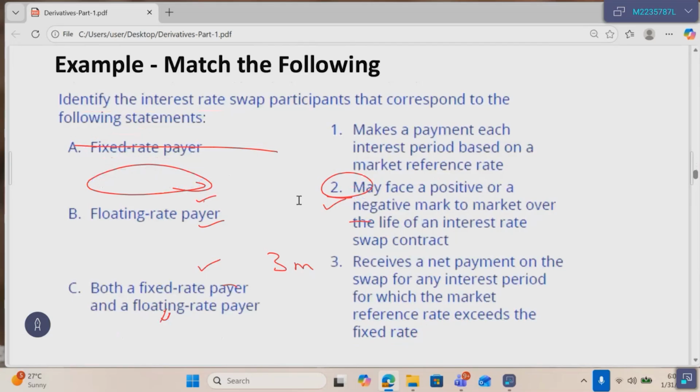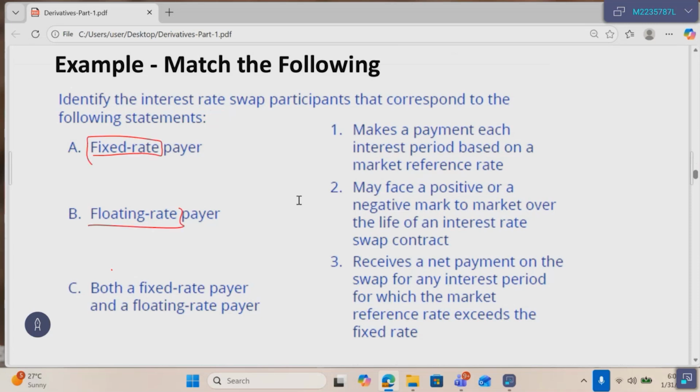Now, using the interest rate swap, what do you think is the answer? Using the concept of interest rate swap. Now remember, in the interest rate swap, we have a fixed rate and a floating rate. One person will pay fixed and receive floating. The other person will pay floating and receive fixed. So what does the fixed rate payer do? Does he make a payment based on the market interest rate? Market interest rate is the floating rate. Who will pay the market interest rate? The floating rate payer. Who will pay a fixed rate?